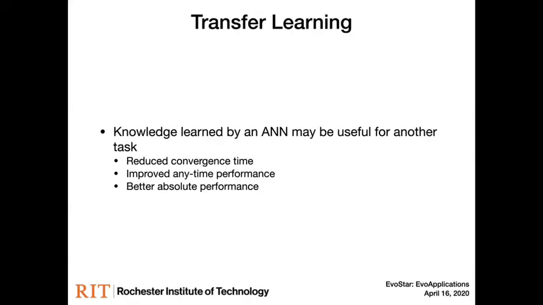Okay, so first, since this paper is about transfer learning, I just want to add a brief word about what transfer learning is. The general idea, in the context of artificial neural networks, is that if you're given an artificial neural network that is trained on a particular data set, it may be a useful starting place for a similar but distinct problem, right? So it will allow you to avoid starting from scratch, which can reduce convergence time, give you improved anytime performance, and give you better absolute performance.